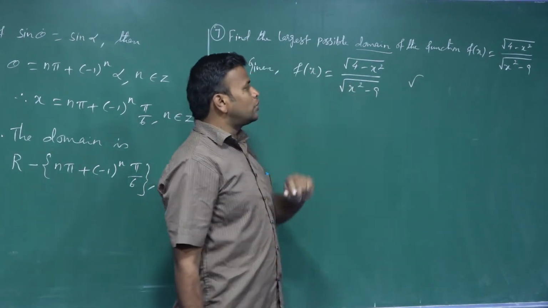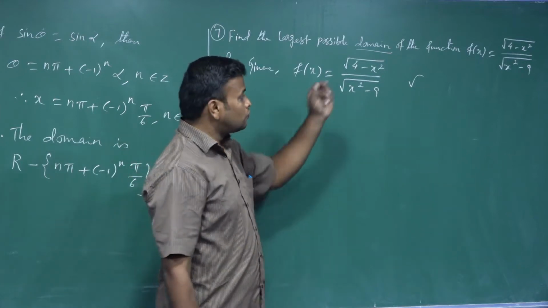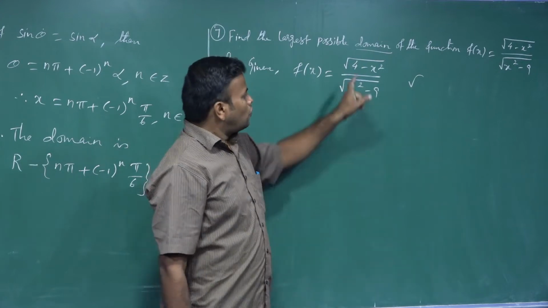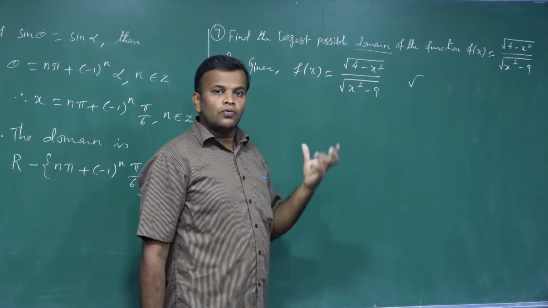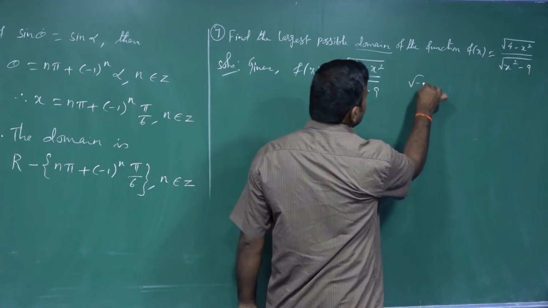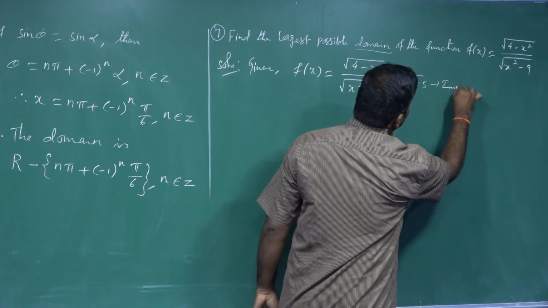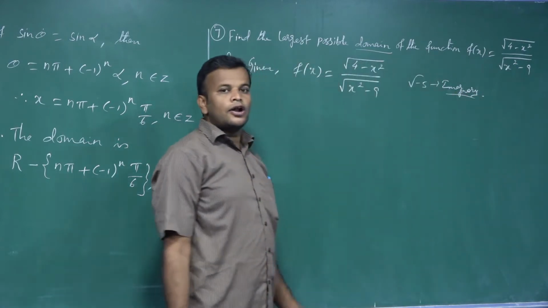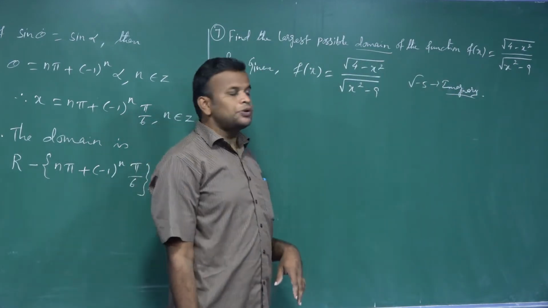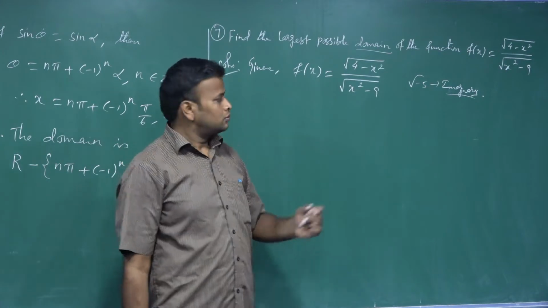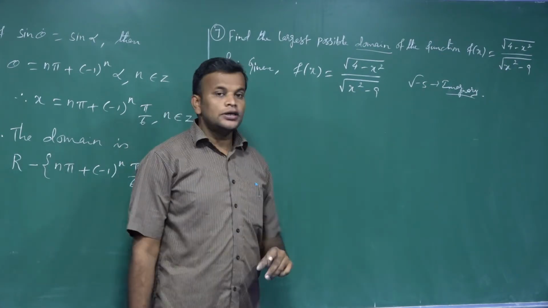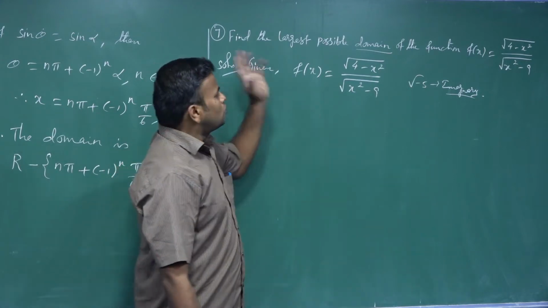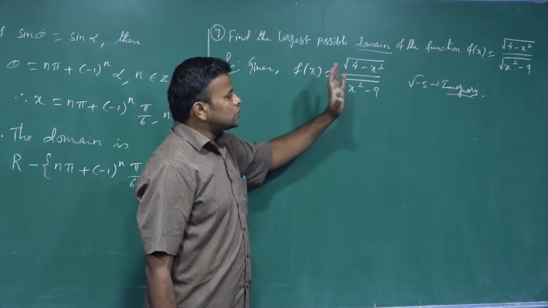Suppose in the numerator the value of x is 3. The value of x is 3. What is the value of the numerator? 4 minus 3 square is 9. 4 minus 9 is minus 5. So this is called imaginary. And also, in the denominator, suppose I replace the value of x with 1. Square root of 1 minus 9 is root minus 8, which is also imaginary. So, for which values of x does the given function become imaginary?